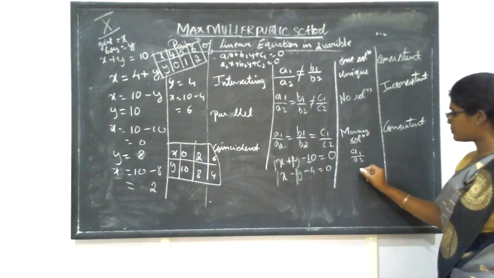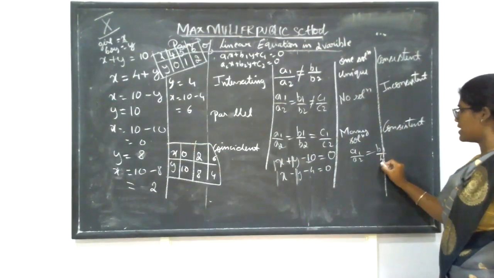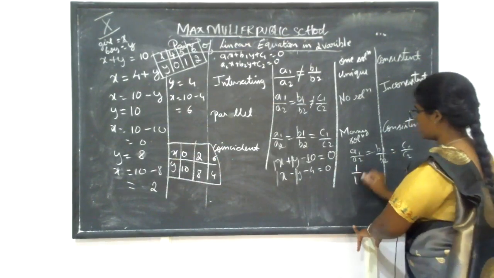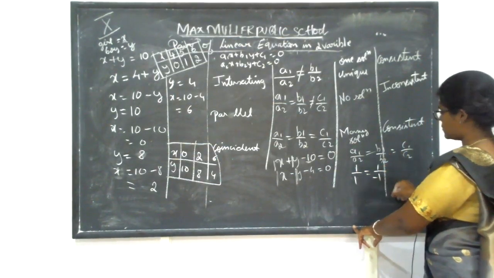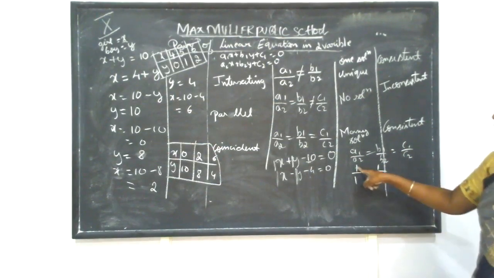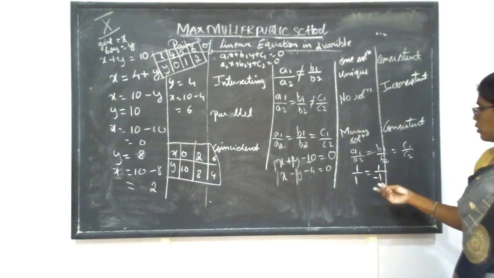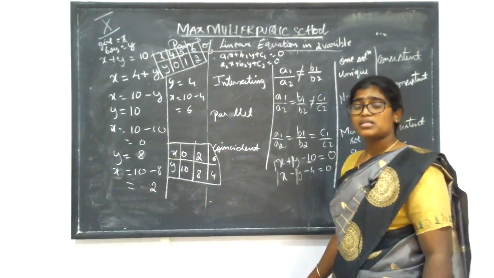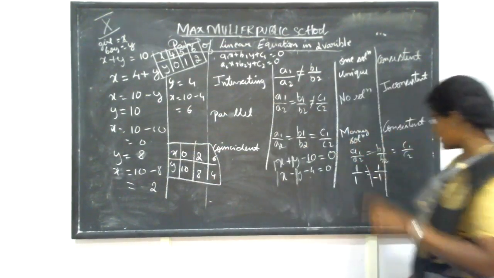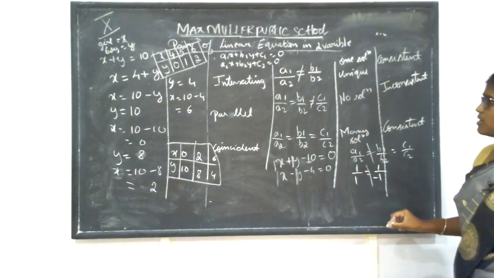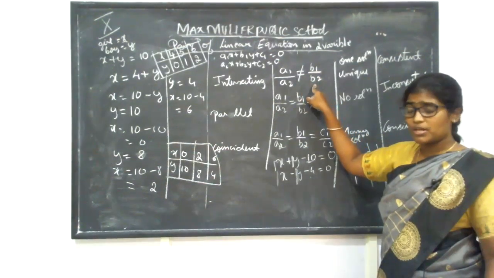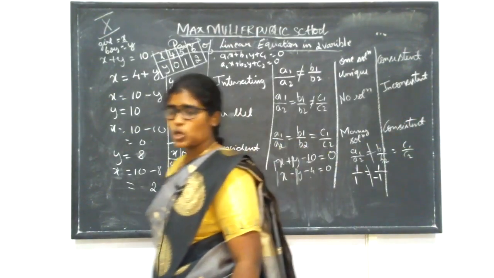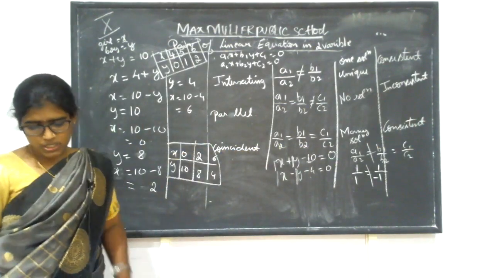Put it in the equation. A1 by A2 is equal to, I'll write, B1 by B2 equals C1 by C2. Now substitute: 1 by 1, B1 by B2 is 1 by minus 1. Is 1 by 1 equal to minus 1 by 1? No, it is not equal. If it is not equal, what happens? They are going to intersect at one point. So A1 by A2 is not equal to B1 by B2 when they are intersecting. Yes or no? Yeah.